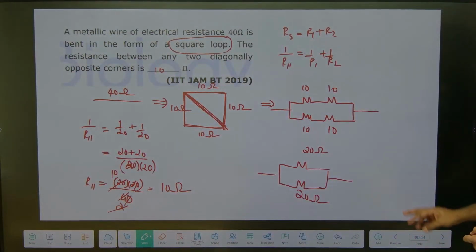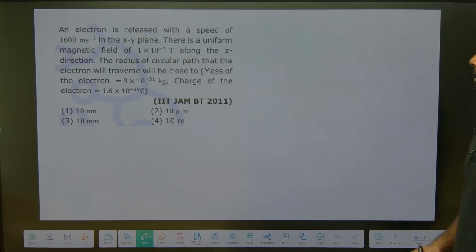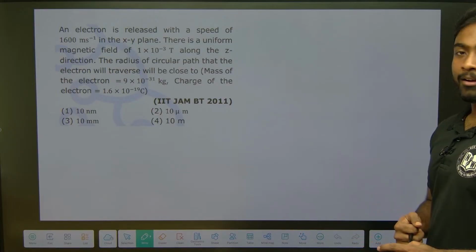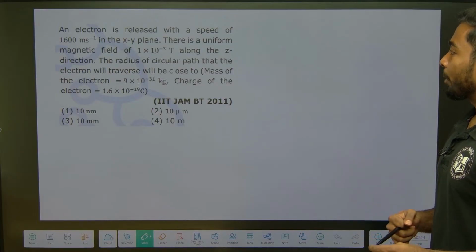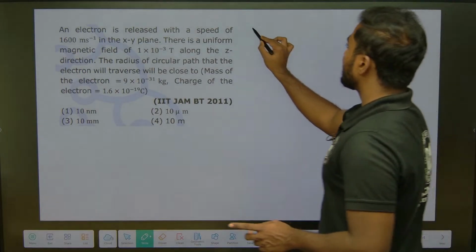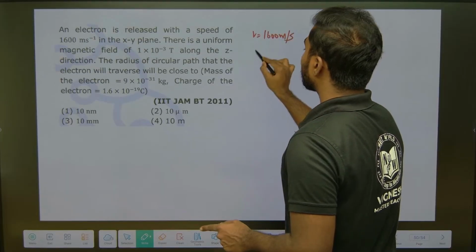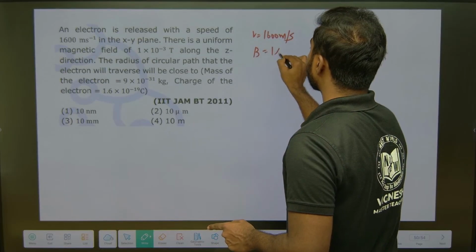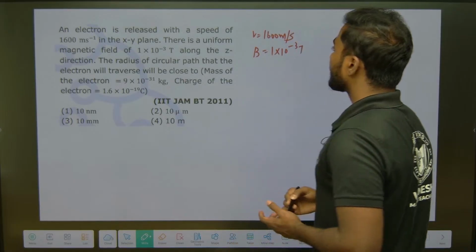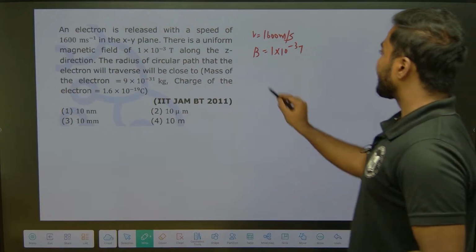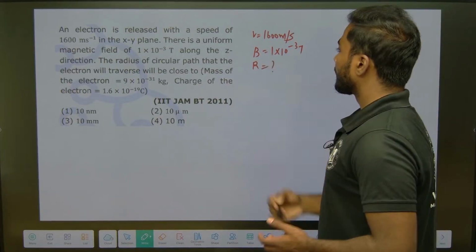I hope that is clear, right? So I'll give one more question over here. An electron is released with a speed of 1600 meter per second in the xy plane. There is a uniform magnetic field. So let me take speed v equals 1600 meter per second, and uniform magnetic field B equals 1 into 10 power minus 3 Tesla along the z direction. I need to find the radius of the circular path.